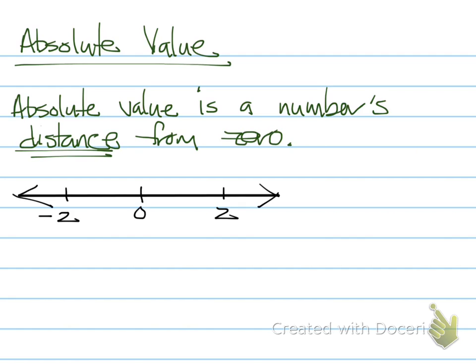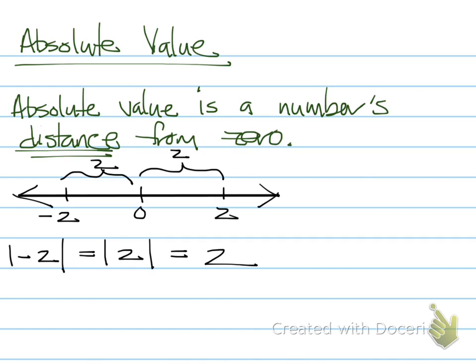However, the reason why it's always positive is because it represents a distance. There's no such thing as having a negative distance. So if we look at a number line, the numbers 2 and negative 2 both have a distance from 0 of 2. So the absolute value of 2 is 2, and the absolute value of negative 2 is also 2. Both of those numbers are 2 units from 0.